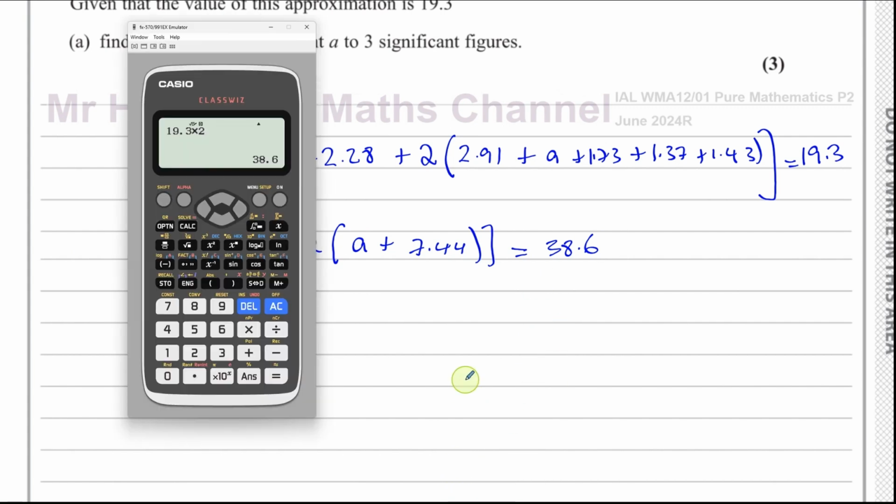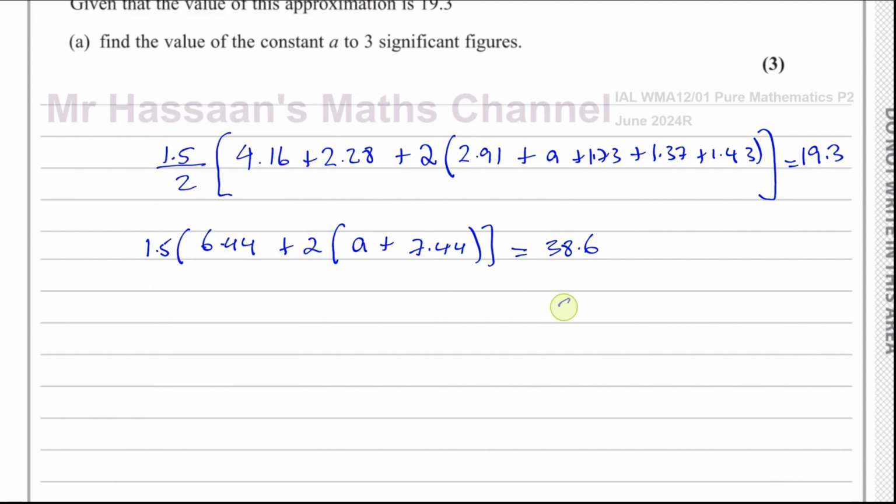Okay, so now what we can do is divide both sides by 1.5. Let me do that as well. So this becomes divided by 1.5, which is going to give us 25.733. Let me just write it as 386 over 15 for now, just to keep it more exact until the end. So now we have 6.44 plus 2a. In fact, what we can do is subtract 6.44 from both sides. So I'll put minus 6.44. That's going to be 2 times a plus 7.44.